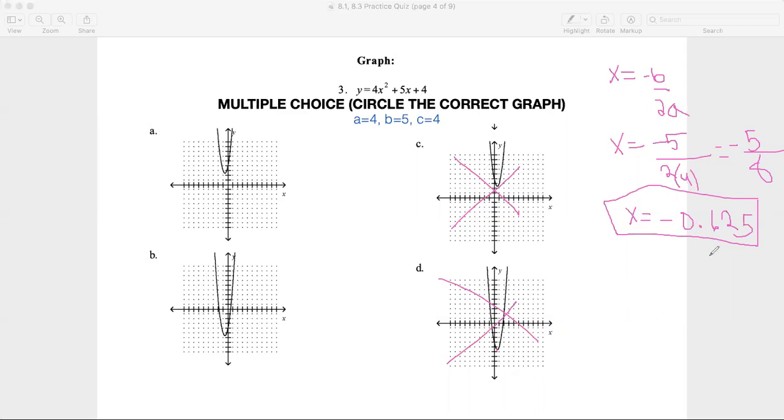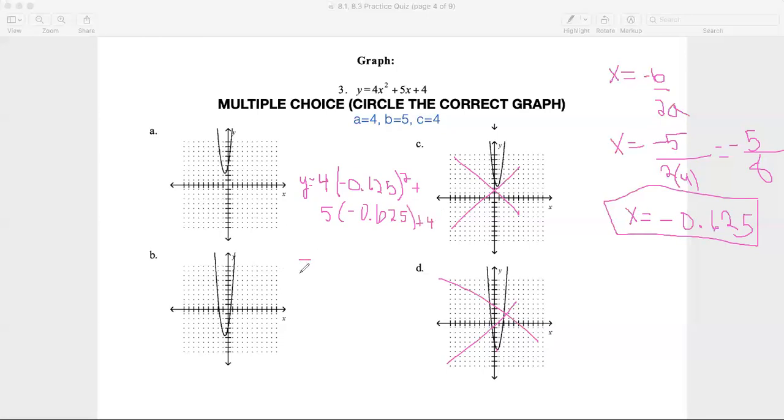So yes, I'm going to have to plug this ugly number back in here. If you're careful, it's going to be okay. So y equals, and I'm going to keep it as a decimal because it terminates. So it's okay to leave it as that number. So negative 0.625 squared. Looks like I'm going to have to take up 2 lines. Plus 5 times negative 0.625, and then a plus 4. Okay, so let's see what we get.